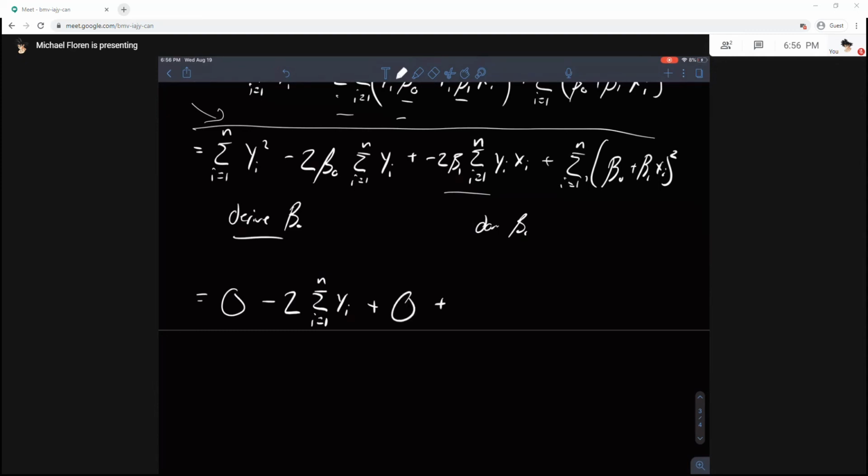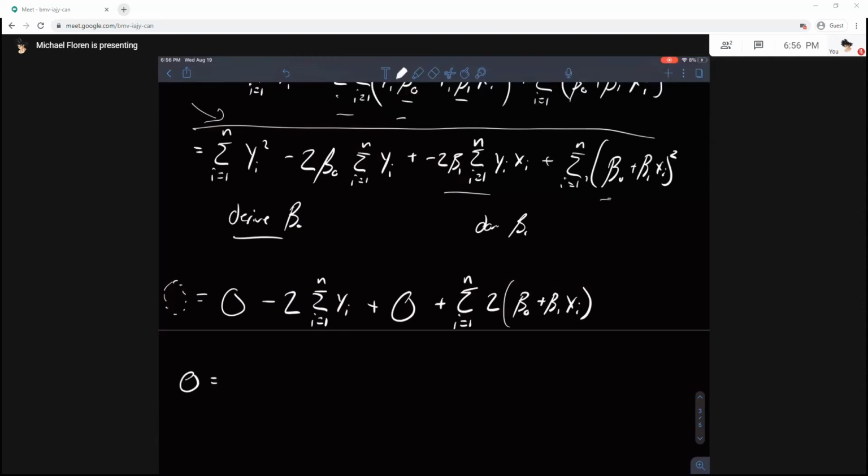And the final term, well, now we have to use a bit of our rules of derivatives. I equals 1 to n. It's the derivative of the outside, which is 2, times beta 0 plus beta 1 x sub i. So that's the derivative of the outside, and then times the derivative of the inside. Well, the derivative of the inside is just 1. So we're not going to have anything special there. And we're going to set this derivative equal to 0.